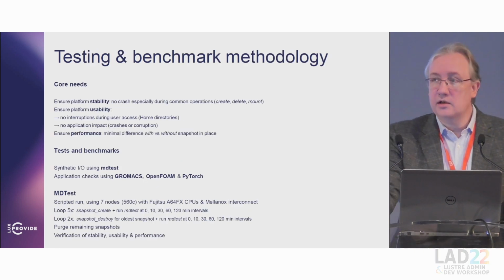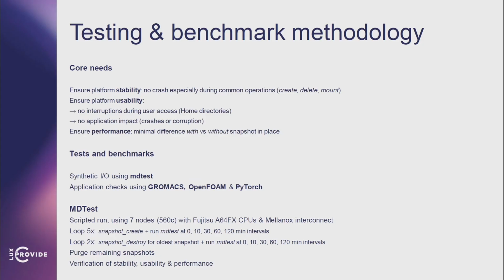From a testing and benchmark methodology, we had some core needs, of course. We needed to ensure the platform stability, something that we had experienced problems with prior. We couldn't have any crashes during the creation, deletion, or mounting of the file systems. We also needed to make sure, of course, the usability of the file system. We couldn't allow any real interruptions during user access, so home directories, that's part of our problem. The home directories are on this file system, so any freezes of the file system or unavailability of the file system will immediately impact users.